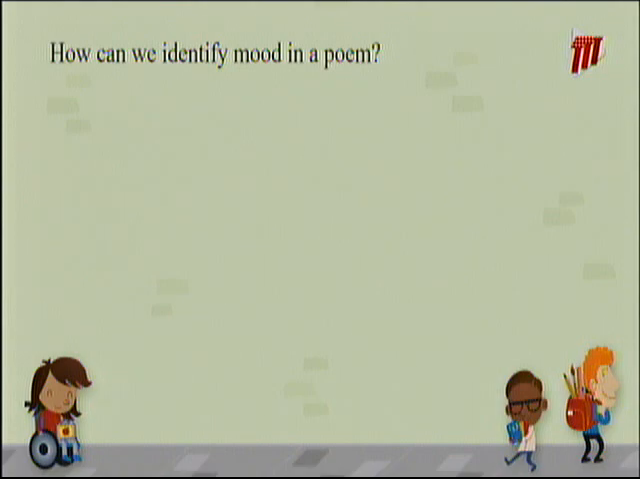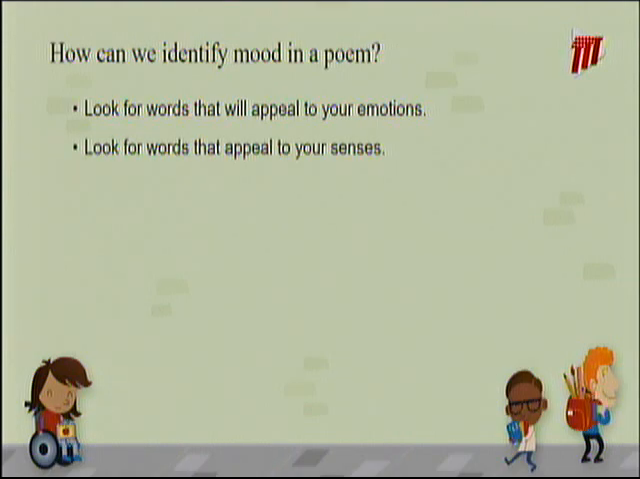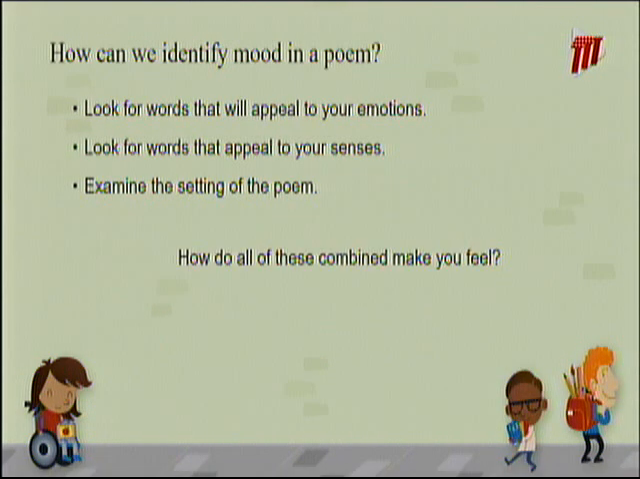How can we identify mood in a poem? Well, we can begin by looking for words that appeal to our emotions. Look for words that appeal to your senses and examine the setting of the poem. We put these all together and ask the question, how do all of these combined make you feel? When you answer that question, that is the mood created in the poem.